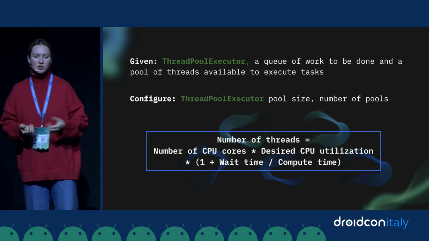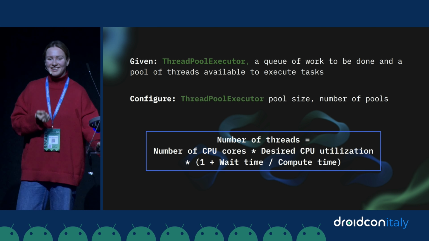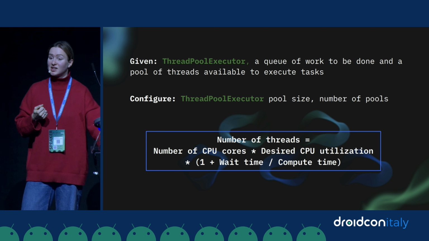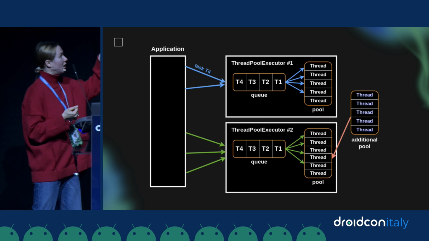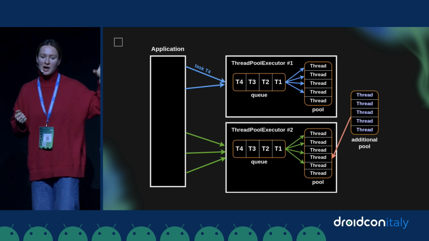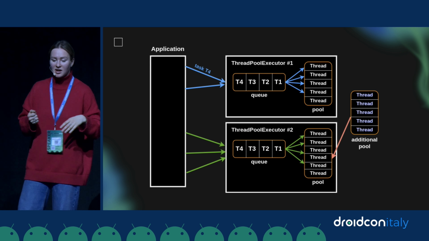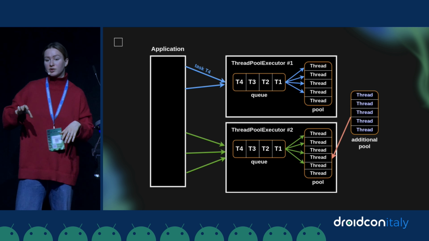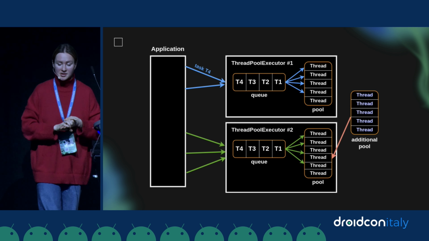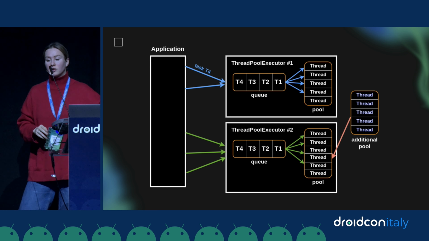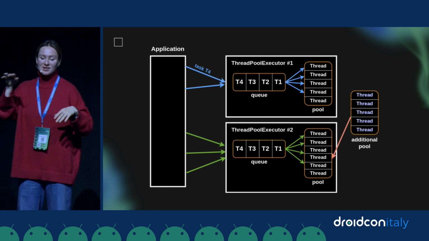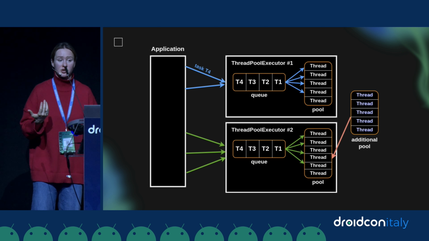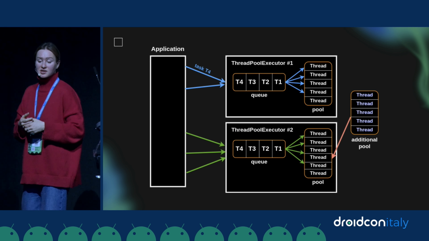Of course, it's not a silver bullet, it should be adjusted experimentally. But the most important thing for us in performance tuning here is the size of the thread pools. So let's say we have 2 thread pool executors. We have applications that send all the tasks there. We have 2 respective queues for tasks. And then we have thread pools from which threads are taking those tasks. Moreover, we have an additional thread pool which can provide additional threads if the capacity of the current pools is not sufficient to cover all the tasks needed.